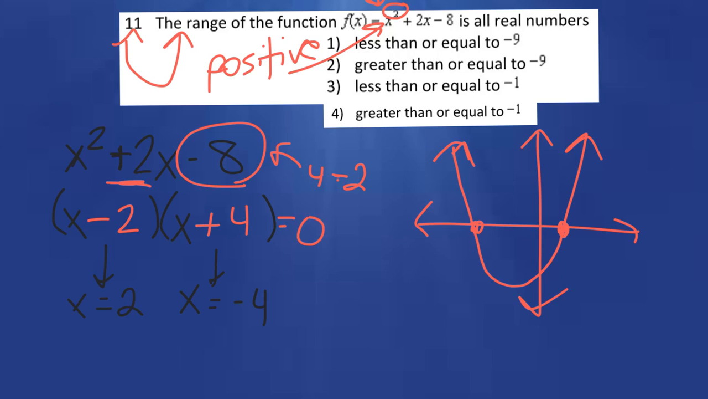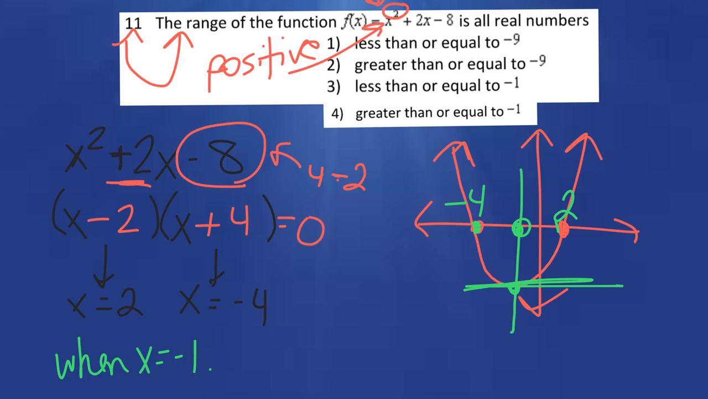The cool thing is to notice that halfway between these two is our smallest y value, and that's going to help us find the range. To find this y value, we need to know the x value, and it's going to be halfway between negative 4 and positive 2. Halfway between those is negative 1. So when x equals negative 1, we need to find out what the y value is. We can do that by replacing x in the original equation with negative 1.